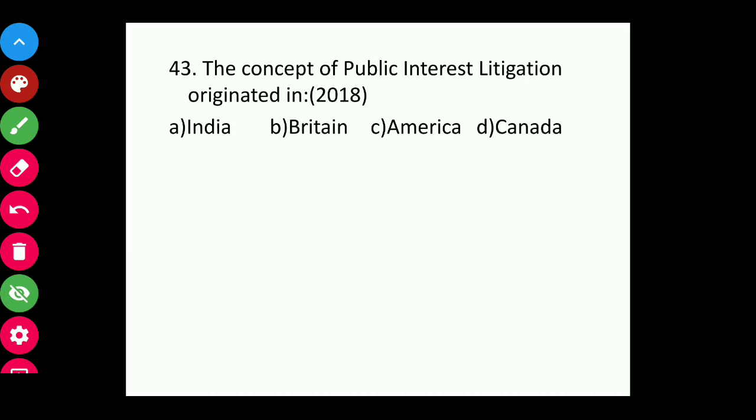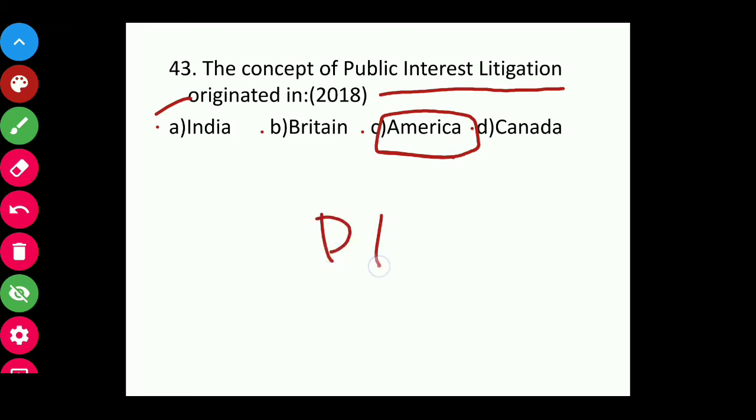The concept of public interest litigation originated in A. India, B. Britain, C. America, D. Canada. So the answer is America. The concept of PIL was adopted from America.